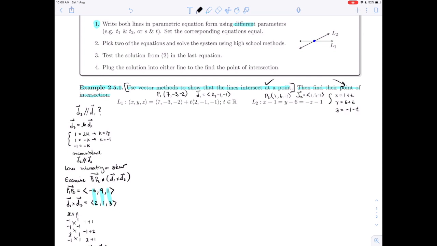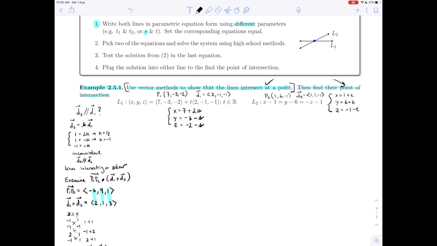Well, the first part here, we've done line 2. Let's put line 1 in parametric form, which is going to tell me that x is 7 plus 2 times, and it says t, but I'm going to switch. It tells me to use different parameters. I've used t for line 2, so I'm going to use s. 7 plus 2s. Y is minus 3 minus s, and z is minus 2 minus s. So I've written both of them in parametric equation form, and now we're supposed to set the corresponding equations equal.